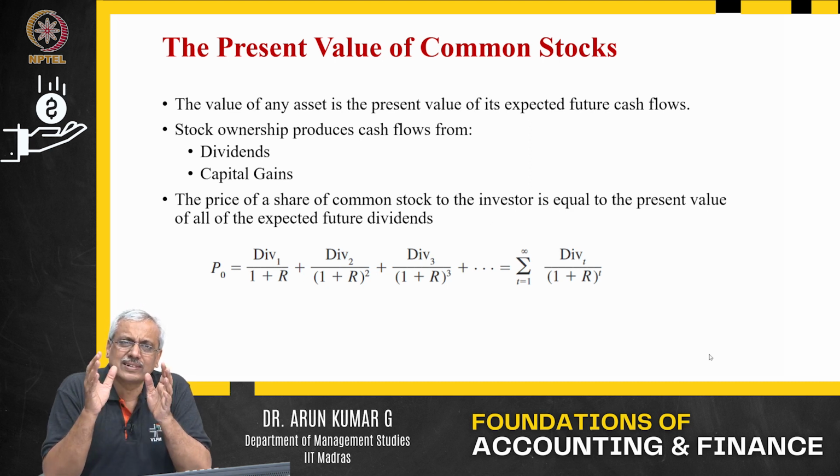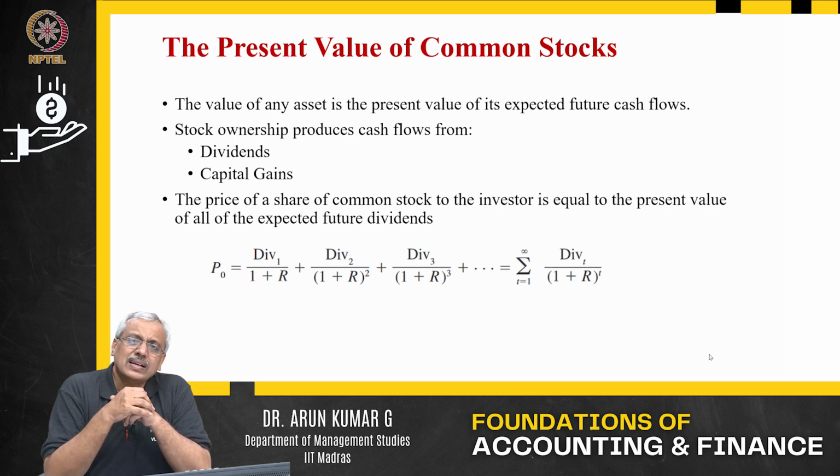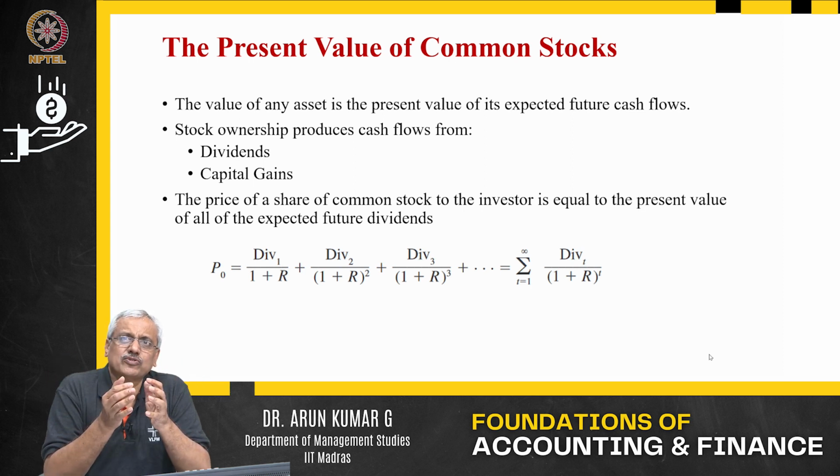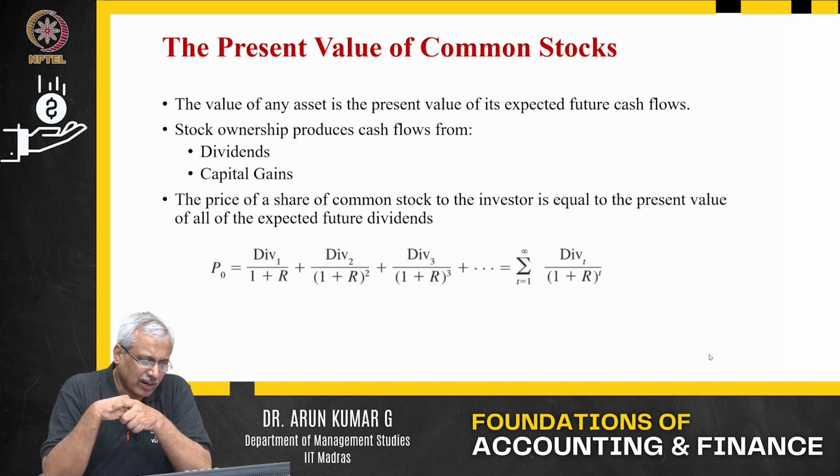So, when you talk about return, it can occur in two forms. There can be dividends in a common stock, and there can be the capital gain that can occur in a common stock. These two combined are what we call the return that I am getting in a stock, and the cash flows that occur due to these are what we use for valuation.